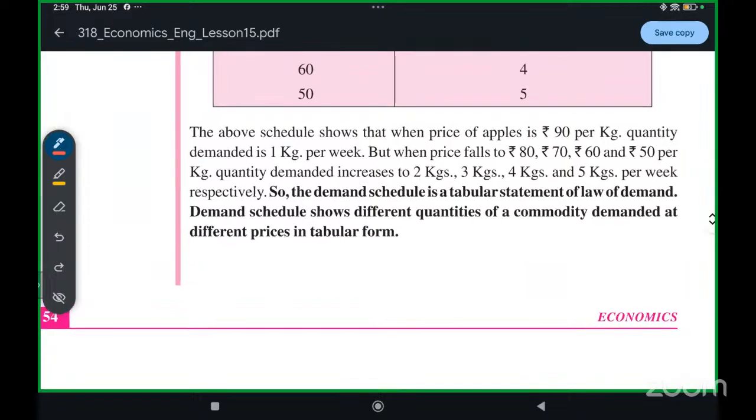Here is the exact definition. Demand schedule is a tabular statement of law of demand. It shows different quantities of a commodity demanded at different prices in a tabular form. Okay, means in the form of a table.